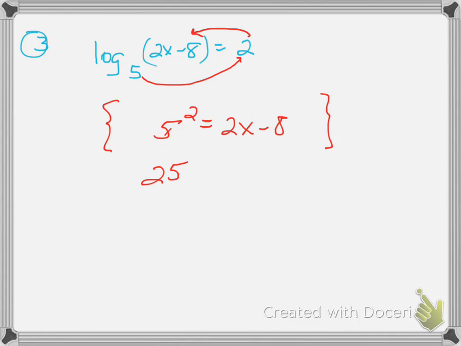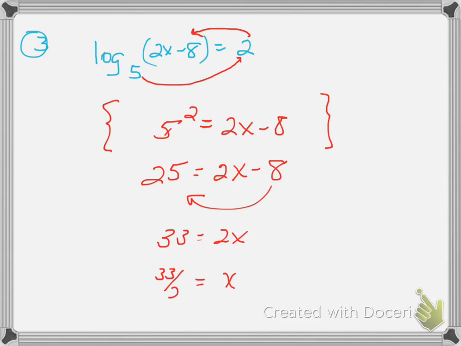5 squared is 25, and we're just looking for x here, right? So we'll add 8 to the other side. That'll be 33. Divide by 2, and so x equals 33 over 2.